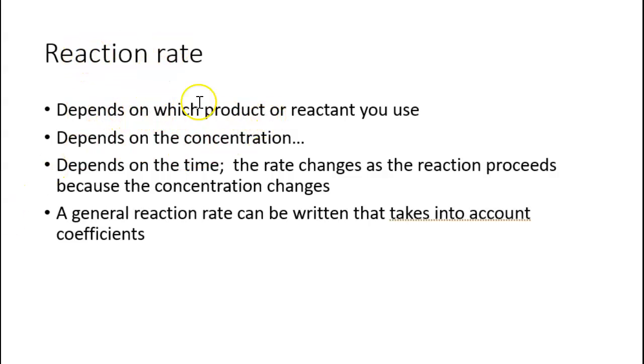So a reaction rate depends on a number of different things. It depends on what product or reactant you choose to measure the rate. It depends on the concentration of that product or reactant. So if you measure the rate when the concentration is high, then the rate's going to be greater than if you measure it when that concentration is low. It depends on the time, right? So if you measure it early, it's different than if you measure it later. And so those are the main things that affect the reaction rate.